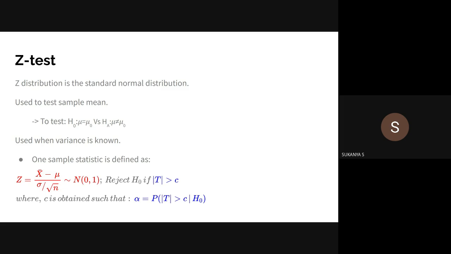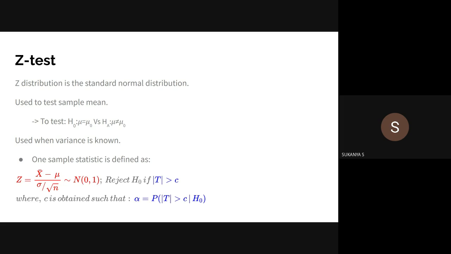So the first test is actually the Z test. Now, if any one of you could recall, Z is nothing but the standard normal variable, right? Whenever for a normal distribution the mean is 0 and the variance is 1, you say that it is following a standard normal distribution, right?